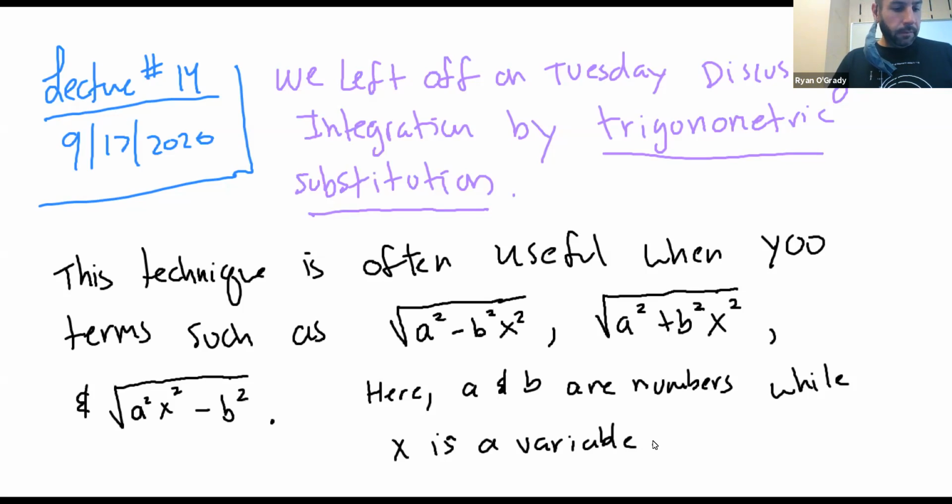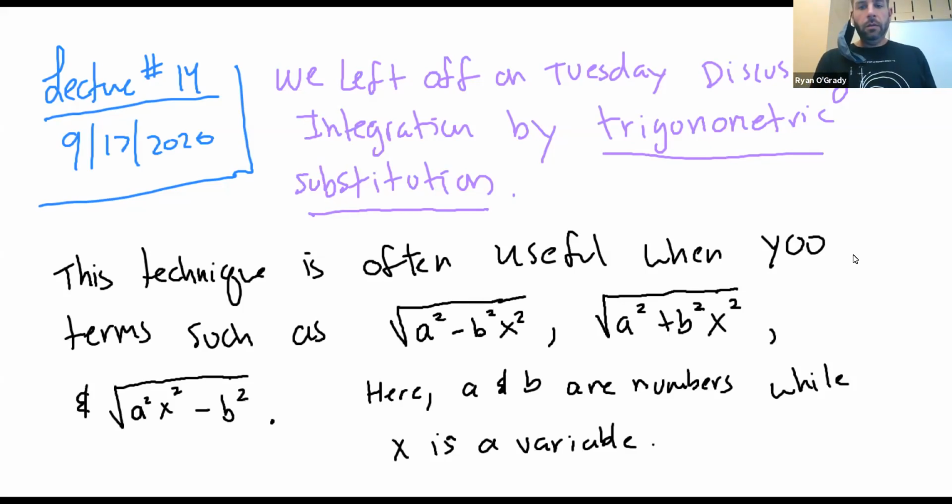So why is it that this trig idea, this technique, is useful when you see these particular things? Well, it relies on the fact that these terms, as we pointed out on Tuesday, are coming from right triangles, and more specifically, they show their head when we're dealing with trig identities.